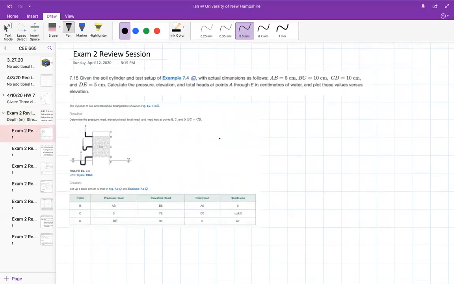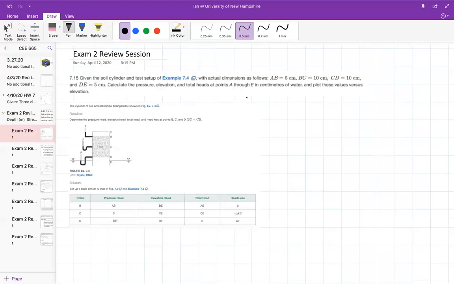All right. So 7.15, given the soil, cylinder, and test setup from this example, the actual dimensions are as follows: AB equals 5, BC equals 10, CD equals 10 centimeters, and DE equals 5 centimeters. Calculate the pressure, elevation, and total heads at points A through E in centimeters of water, and plot these values.